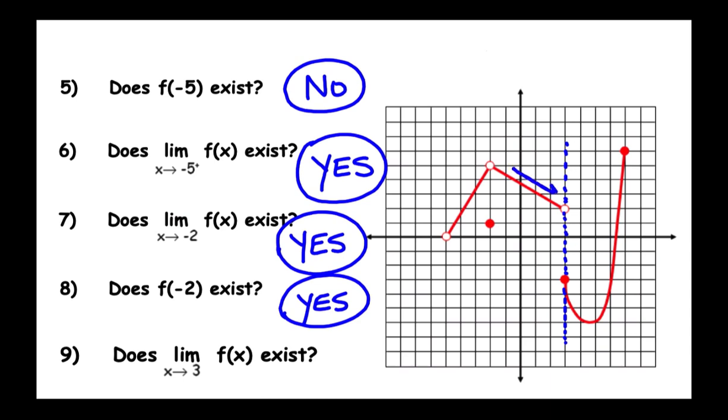Coming from the left, the limit as you head towards 3 would be 2. Coming from the right along this fish hook, it would be negative 3. But they're not the same limit, so therefore the overall limit, since there's no plus or minus there, DNE, does not exist. So no, there's no limit. Jump discontinuity.